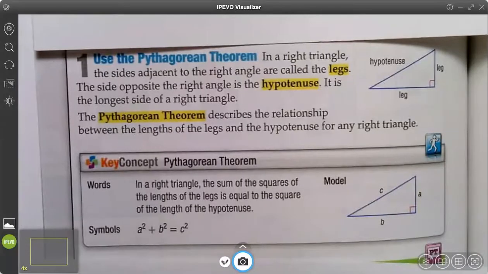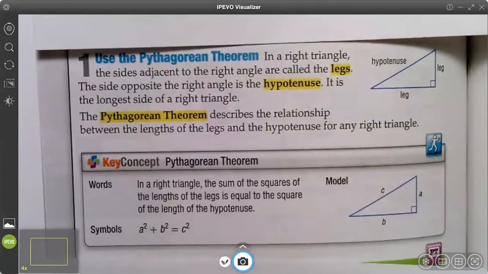This video is on the Pythagorean Theorem. When you have a right triangle and you know the lengths of two sides, you can find the length of the third side using the Pythagorean Theorem.